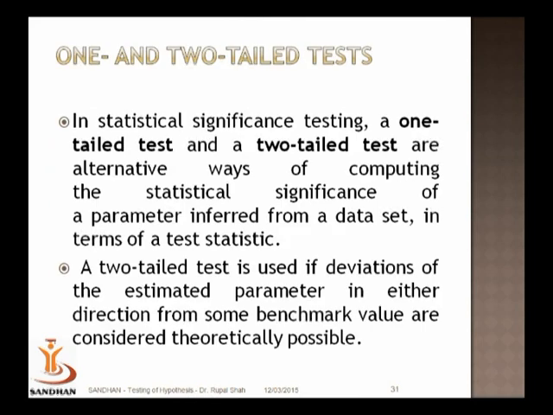Now the statistical tests again can be classified as one or two tail tests. In statistical significance testing, the one and two tail tests are alternative ways of computing the significance of the parameter which is to be inferred from the available sample data in terms of a test statistic. Now the question is when a one tail test is to be used and when a two tail test is to be used. So a two tail test is used if deviations, you know what is a deviation?